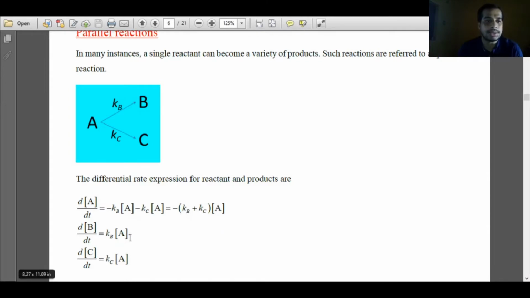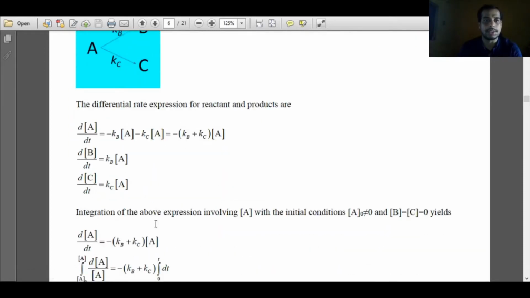Similarly, the rate law expression for the change in concentration of B will be Kb A, because B is forming with respect to time, that's why it is a positive quantity, and the rate constant is Kb. And for product C, the rate law expression is Kc A. Again, C is forming with respect to time.